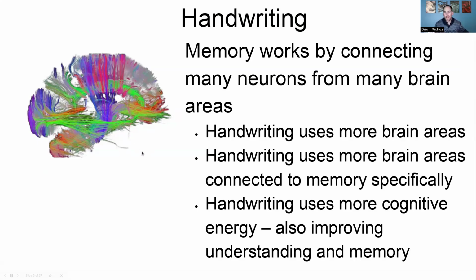It's about 5, maybe 10% of those neurons that were most active at the time it happened that are part of your memory. You actually reactivate some of those same neurons. And that's how we make memories, by making brain networks. So because handwriting uses more brain areas and more areas specifically connected to memory, it's a lot better at putting that stuff into your brain. Also, handwriting takes more cognitive energy, which in addition improves your memory. So I recommend handwriting your notes whenever possible.